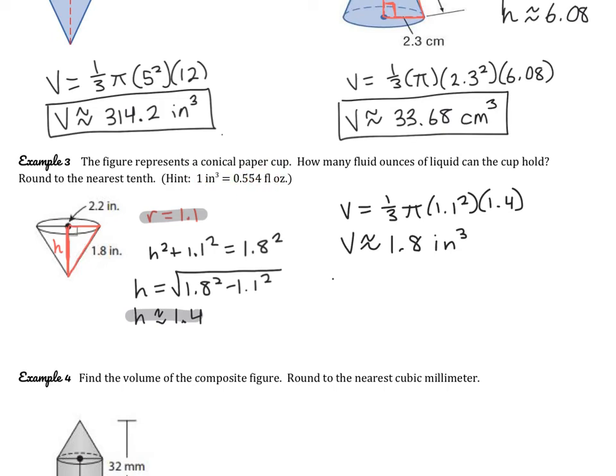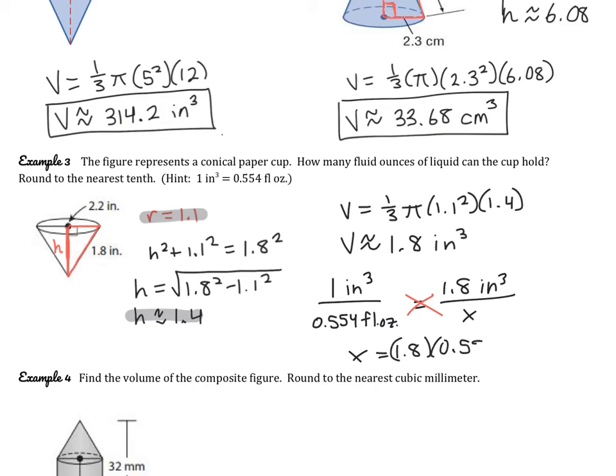So let's set up a ratio. We know that 1 cubic inch can hold 0.554 fluid ounces. So that means that we can set up the ratio 1.8 goes with x. So here we can cross multiply and we'll get x equals 1.8 times 0.554. And actually, if you round your answer to the nearest tenth, you actually get 1.0 fluid ounces as your answer.